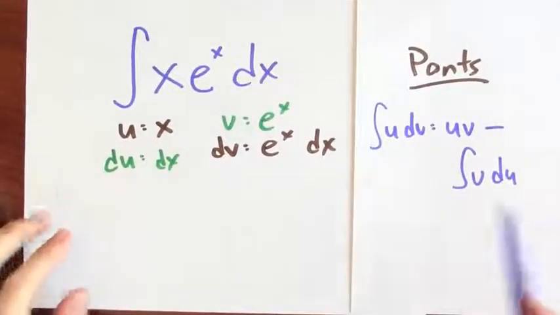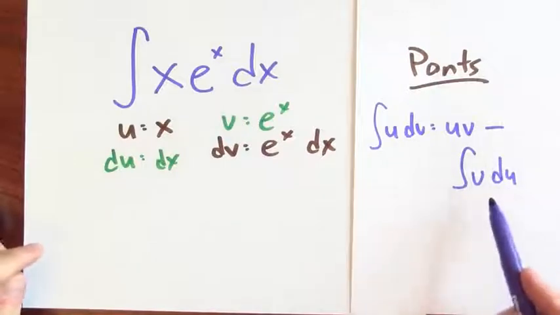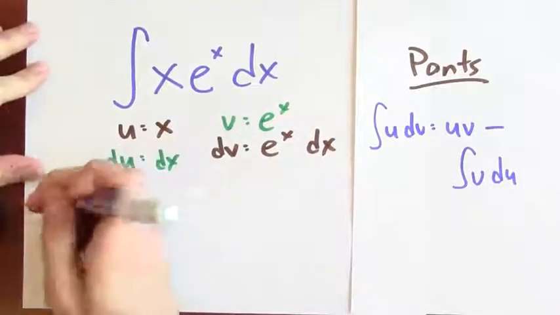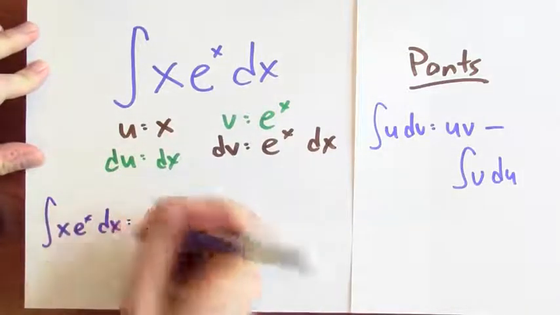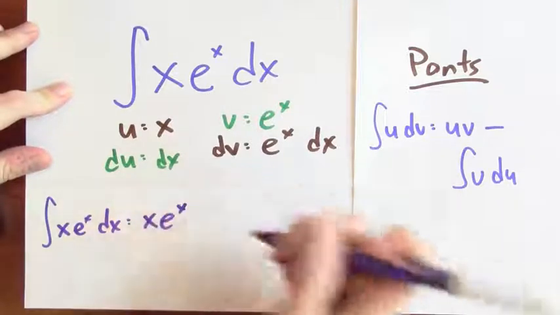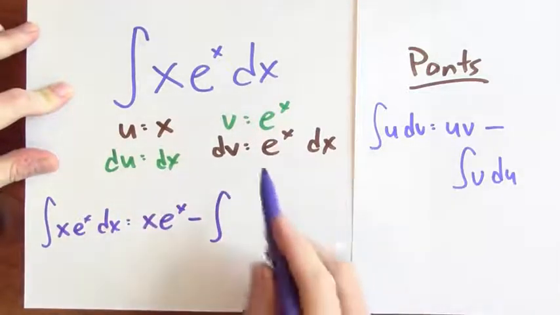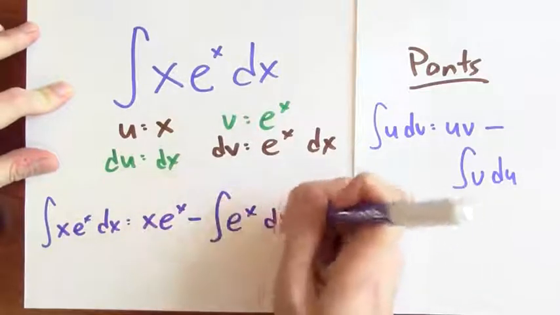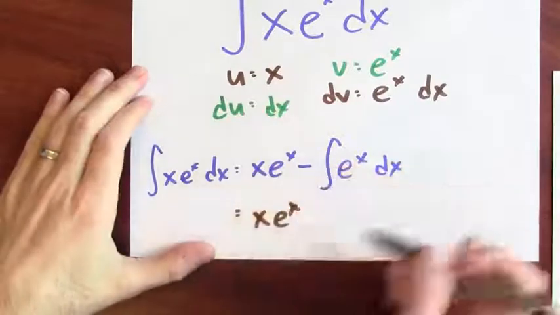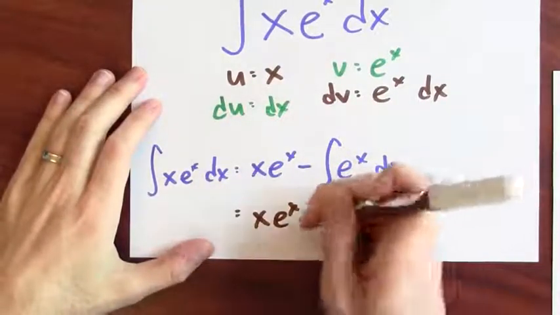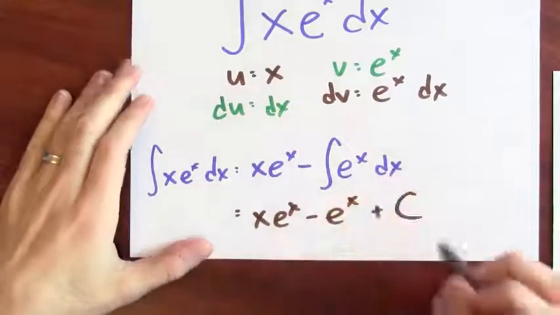Now I've got u, dv, v, and du. We can put it all together. Parts tells me that an antiderivative of u dv is uv minus antiderivative v du. So in this case, the antiderivative of u dv is u times v, x times e to the x, minus antiderivative of v du, which is just dx. But I know how to integrate e to the x. Antiderivative of e to the x is just itself, so the antiderivative of x e to the x is x e to the x minus e to the x plus some constant.